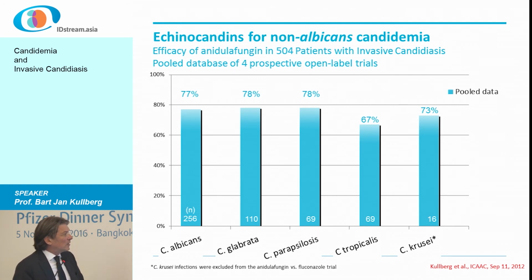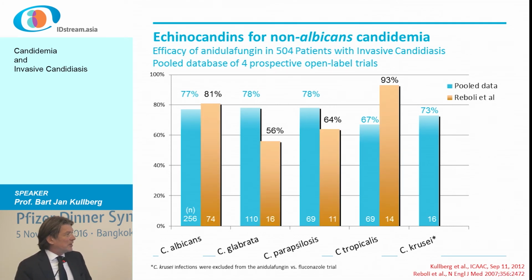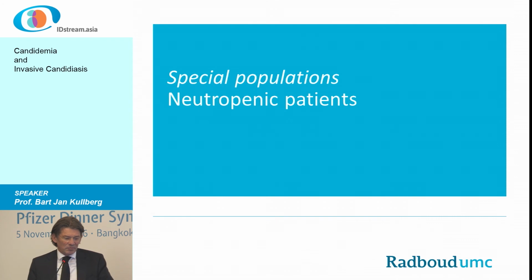The same has been done with anidulafungin, and we have pooled all the data obtained in prospective trials using anidulafungin, and now we have quite large numbers of patients with all these isolates. Again, if you compare that with the original New England Journal of Medicine trial comparing anidulafungin to fluconazole, the outcomes are very consistent and similar, but now the numbers of isolates are much higher. There were no Candida krusei patients in that randomized trial because they could not be randomized to fluconazole, which is not active against Candida krusei. So now for krusei, we also know that the outcomes are quite favorable.